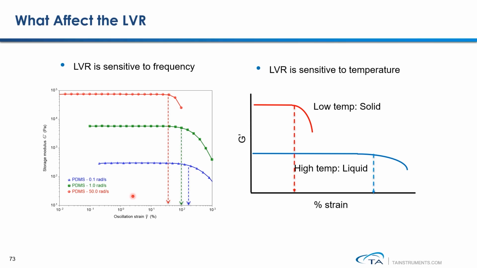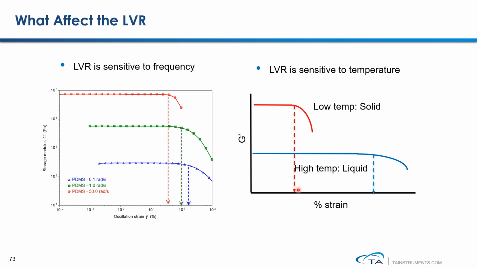Secondly, a sample's linear viscoelastic region is also sensitive to the measurement temperature. If you perform a strain sweep measurement on a sample that's in a solid state, first of all, the sample will show higher modulus. That means the sample is stiffer. But when the sample is in a solid state, it shows a much shorter linear viscoelastic region.